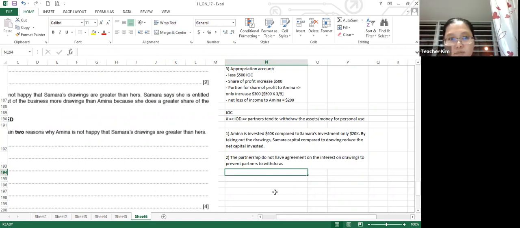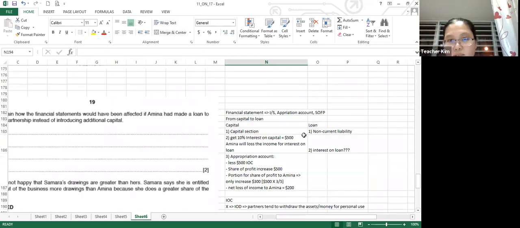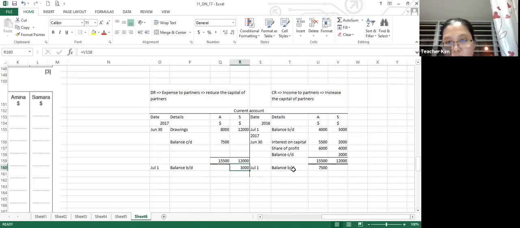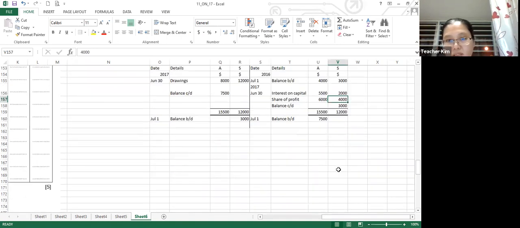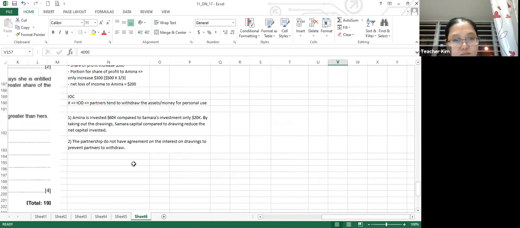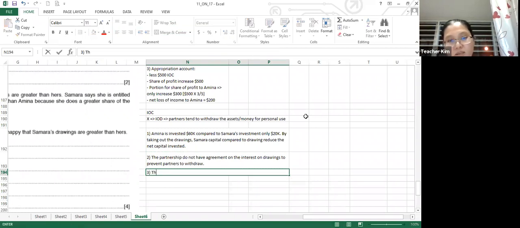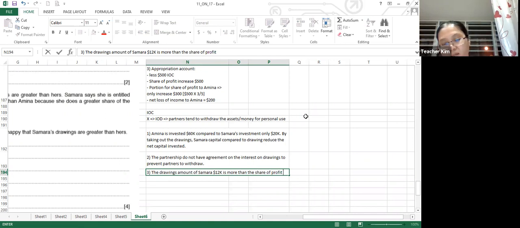What else? How can we talk about? Let me see. Okay. What else? Let's see. Shamara has 12,000. Okay. Here, the drawing is 12,000, but the profit is only 4,000 for the year. So in this case, what we can say is number 3, the drawing amount of Shamara 12,000 is more than the share of profit for the year.